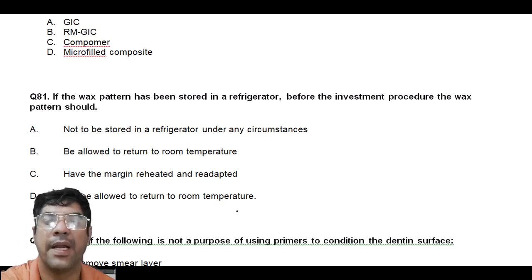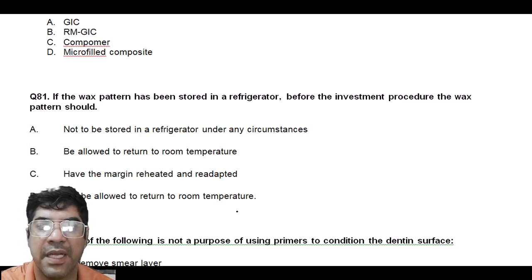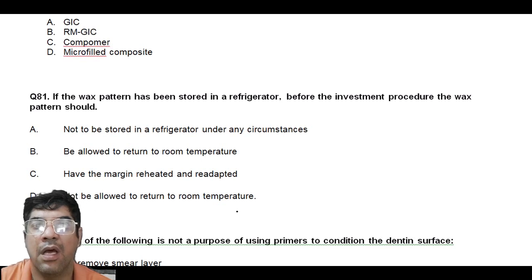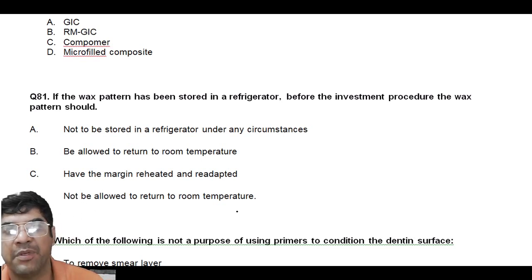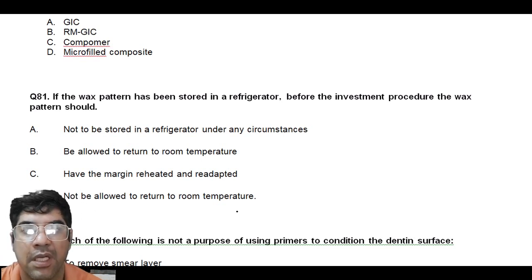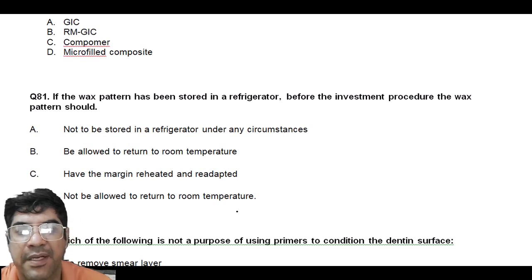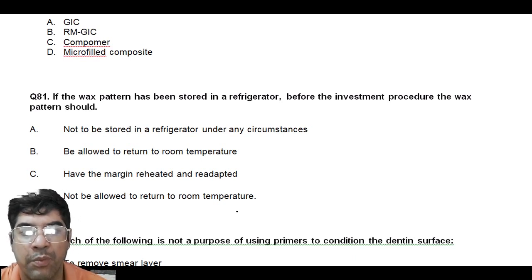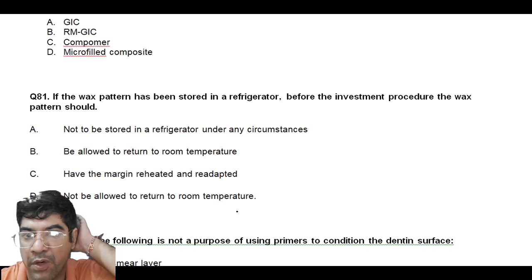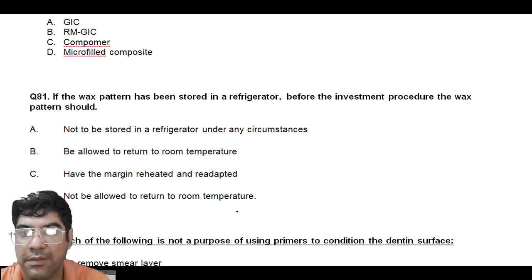If the wax pattern has been stored in a refrigerator before the investment procedure, the wax pattern should be allowed to return to room temperature.